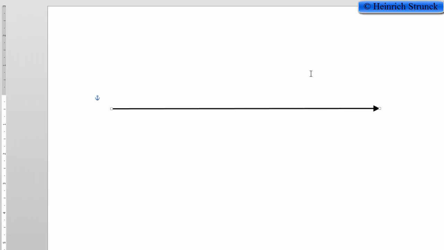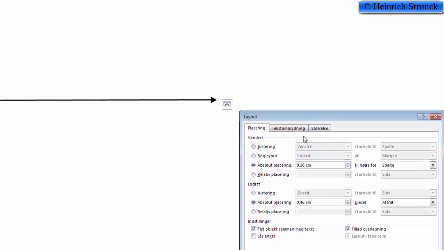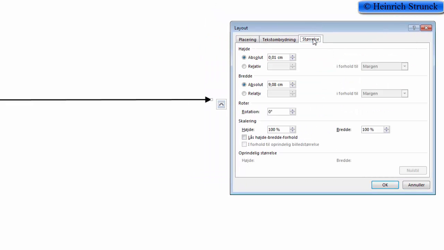So now I can see, Control, check the size of the vector. I can see that the height is nearly 0. We just have to adjust it a little bit, and the length or the width is 9.08. We have that the voltage should be 45 volts, so for example we could make the length 4.5 centimeters, or we could set it to 9 centimeters, the double.